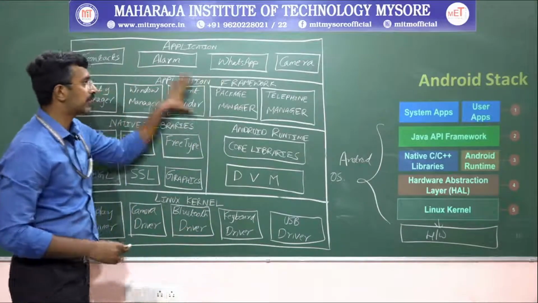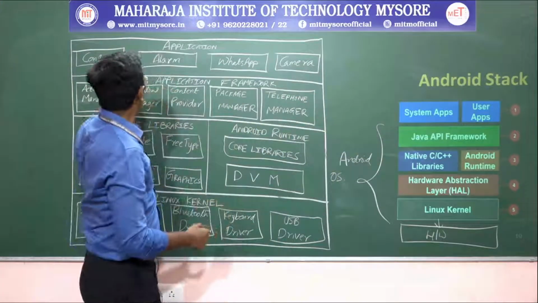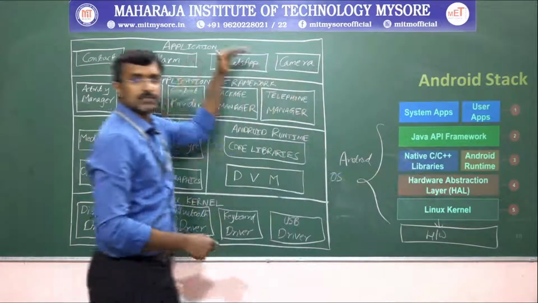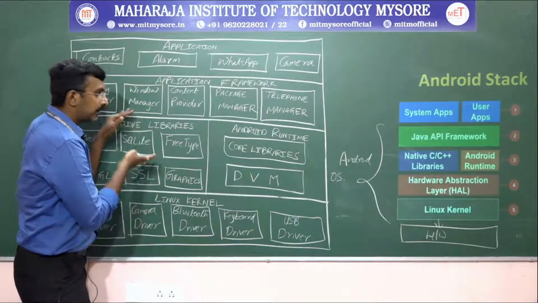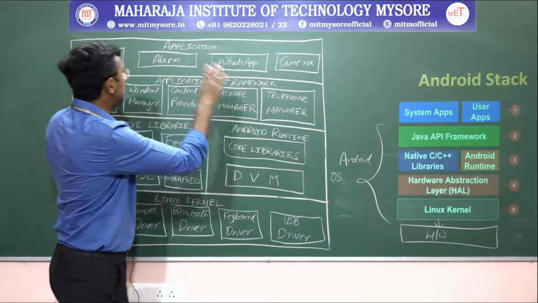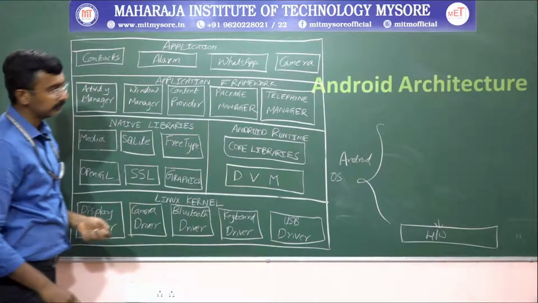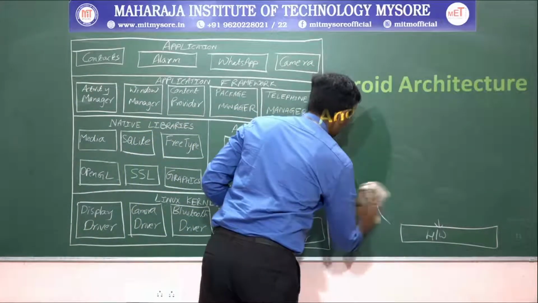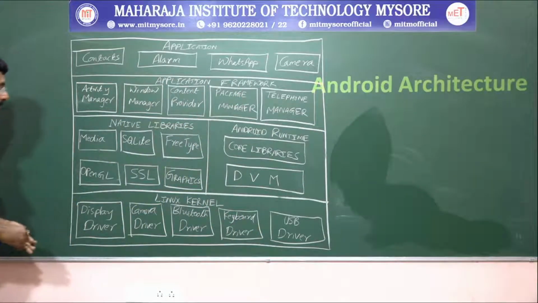Then we have an application framework, which is nothing but the Java API framework. Then we have the applications. So you have a 5 level architecture which has been reduced to 4 level, where the bottom 2 layers form one layer. Let's learn individually what exactly this architecture looks like, which we have already discussed, but in detail let's go through.